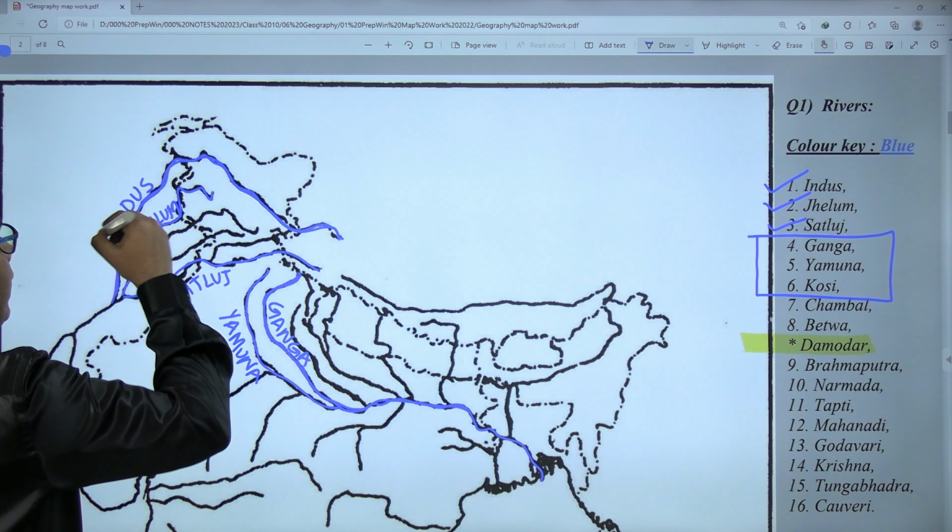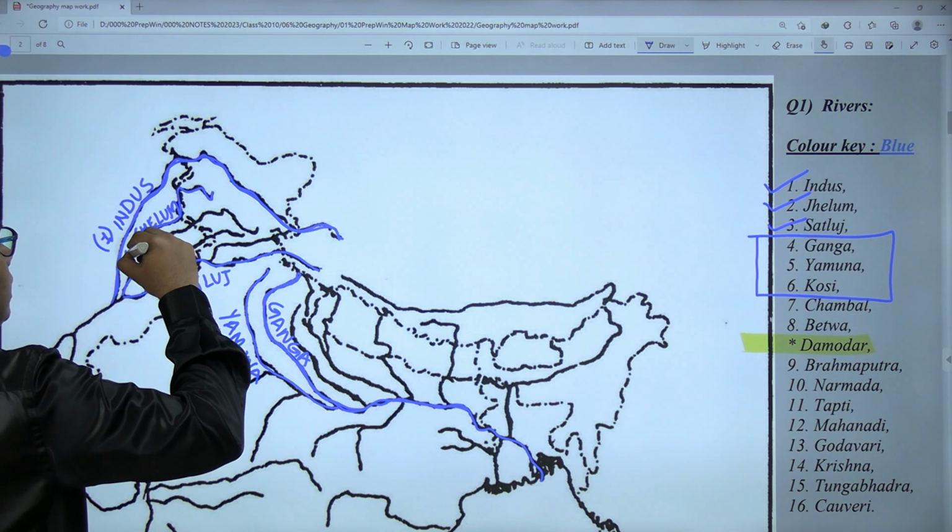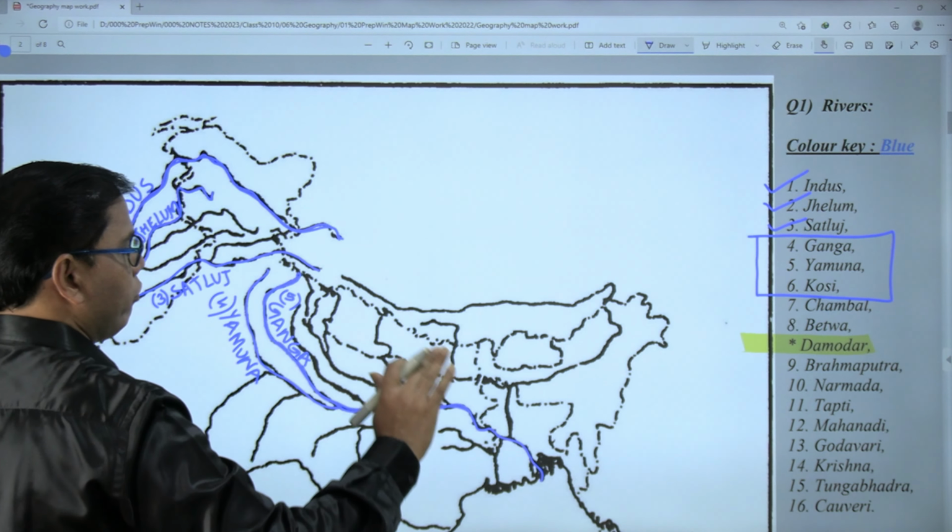If you want, you can write numbers also, so that locating becomes easy. This was first, this was second, and Satlaj was third. Fourth is Yamuna and 5 is Ganga. In all, we have to mark how many rivers? 16 rivers. And additionally, we are going to mark Damodar River, right? And Koshi River, very easy.